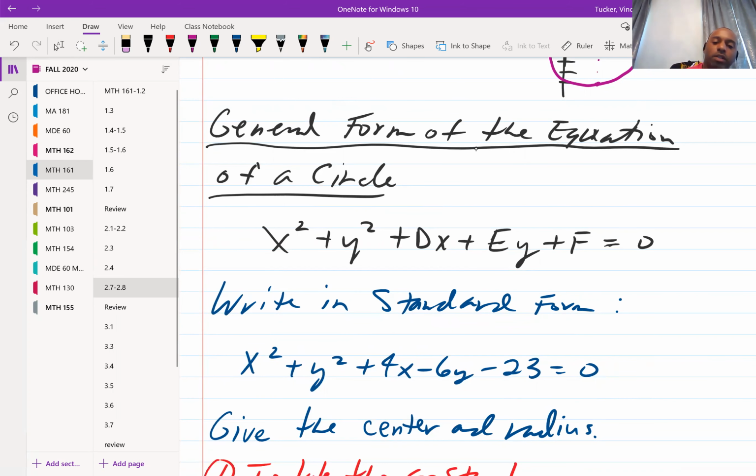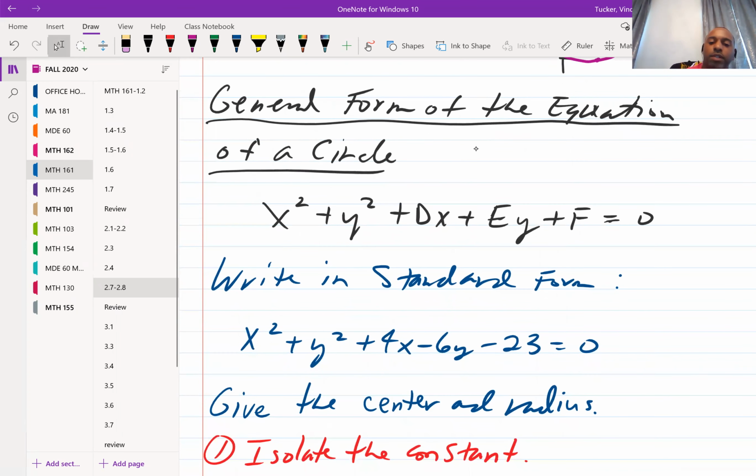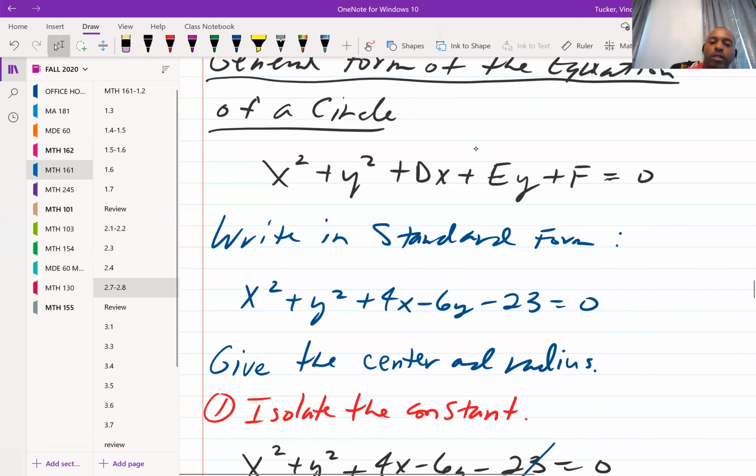All right, so let's look at steps here. Everybody done copying?